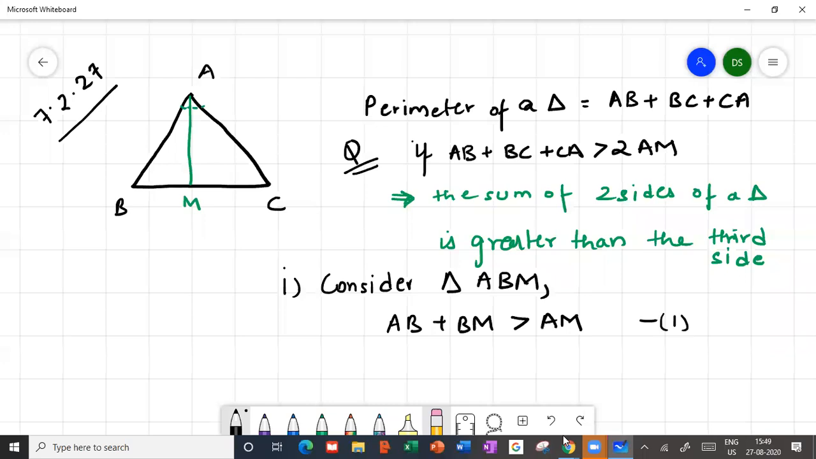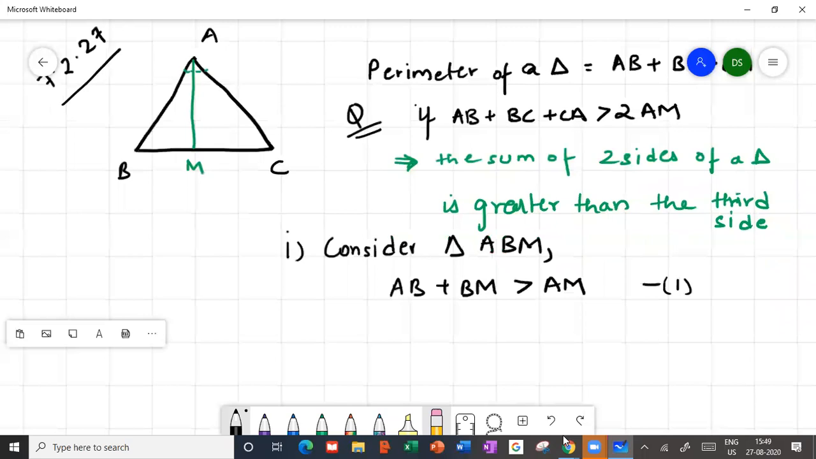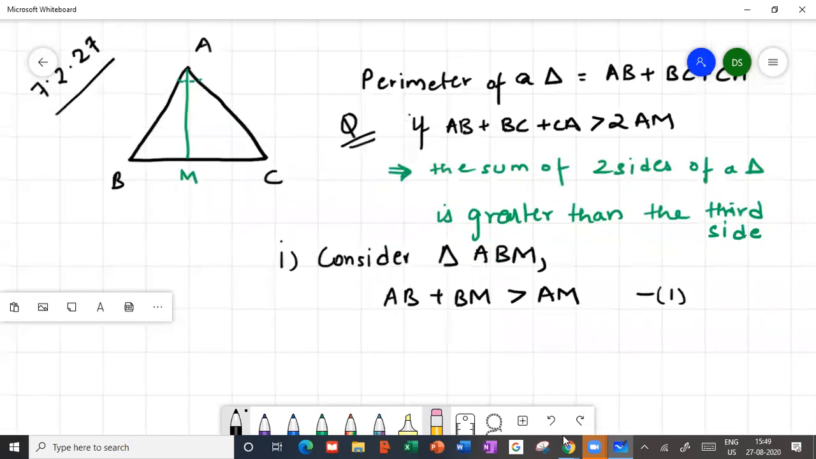Got it till here? Are you all with me? Or do you need me to explain something again? No, ma'am. Okay. Similarly, I will take the second triangle. So maybe you would have got the hang of what I'll do now.